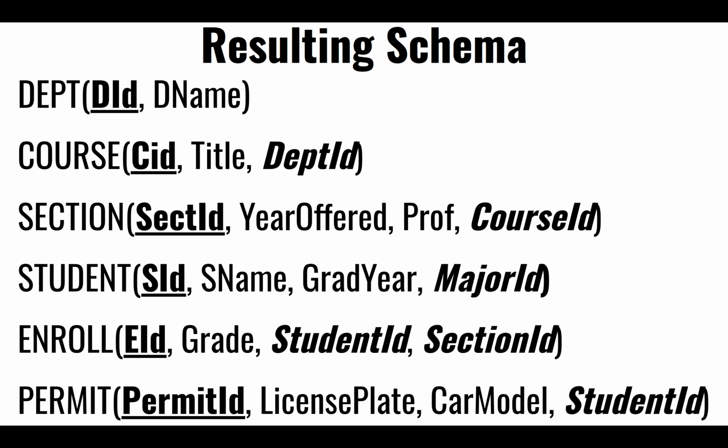If we know that we have a business rule where student ID and section ID need to be unique, then we can make that into a composite key. And if that makes it unique, then really we don't need the primary key EID, right? So once we've run the algorithm, we might clean it up a little bit.